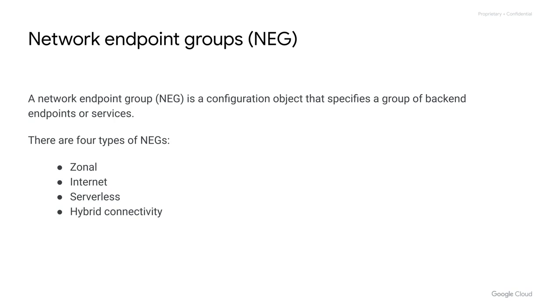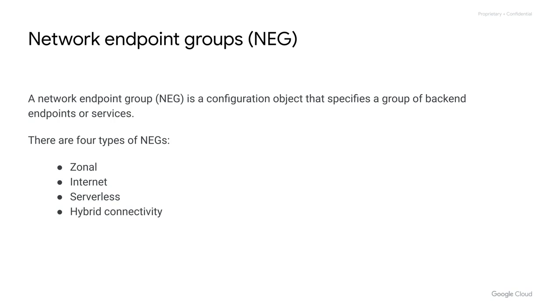Zonal and Internet NEGs define how endpoints should be reached, whether they are reachable, and where they are located. Unlike these NEG types, serverless NEGs don't contain endpoints. A zonal NEG contains one or more endpoints that can be Compute Engine VMs or services running on the VMs. Each endpoint is specified by either an IP address or an IP:port combination.